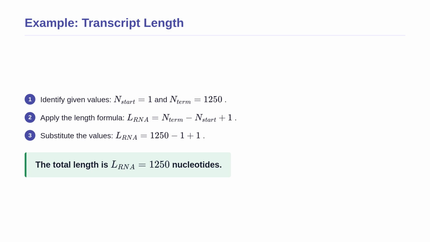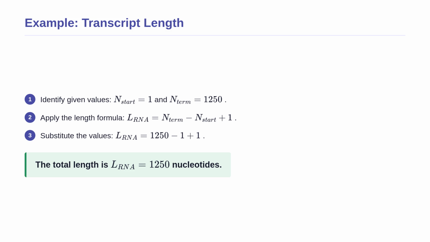Let us see this formula in action with a concrete example. A researcher is studying a bacterial transcription unit. We are given that the transcription start site is at position +1, and the polymerase releases the transcript at position +1250. We need to calculate the total length.